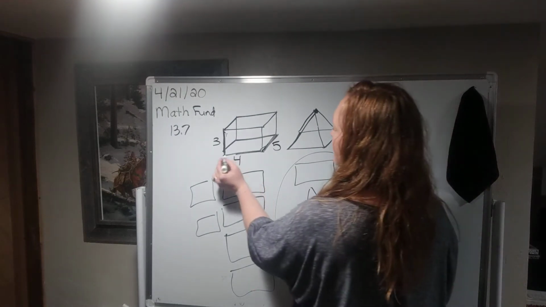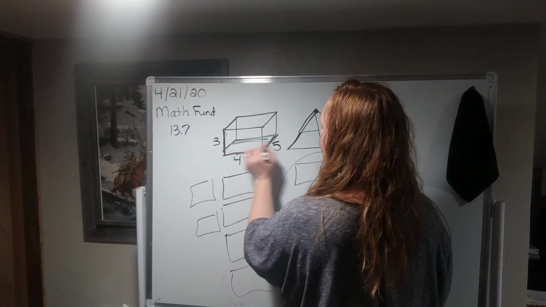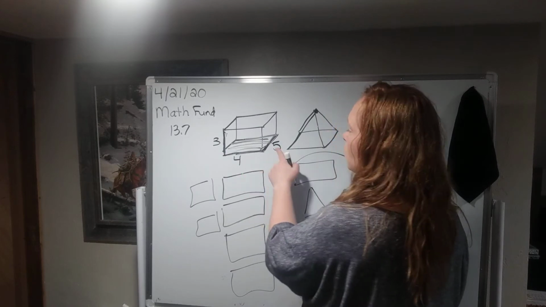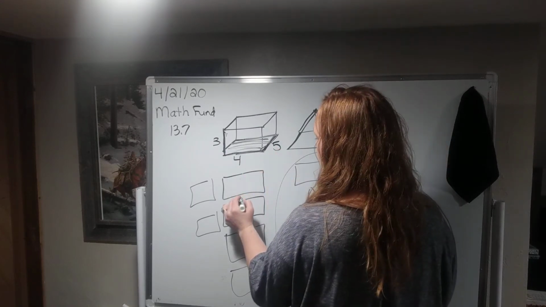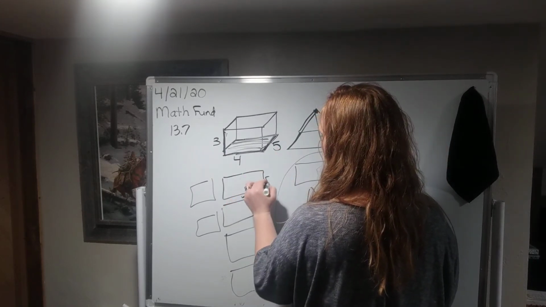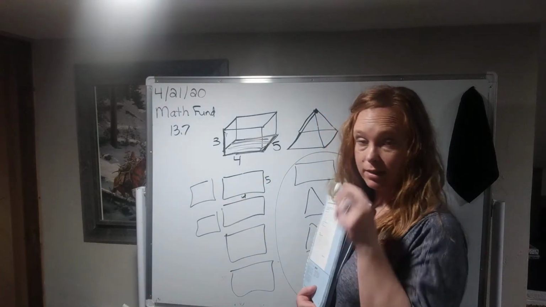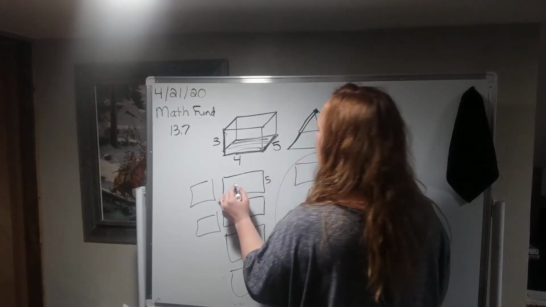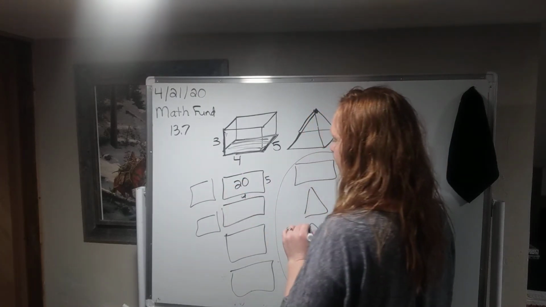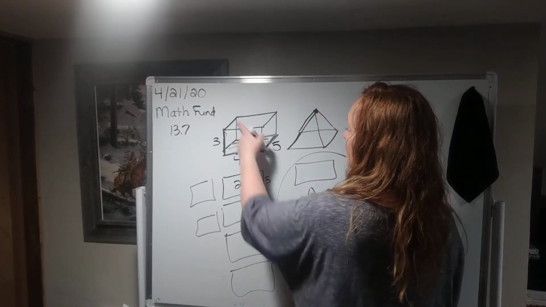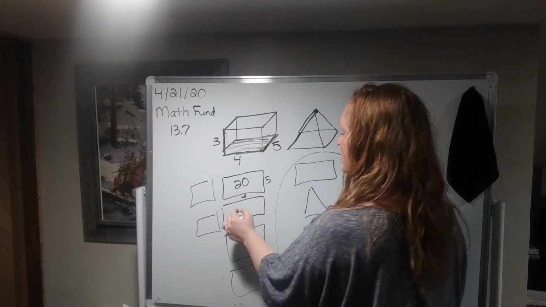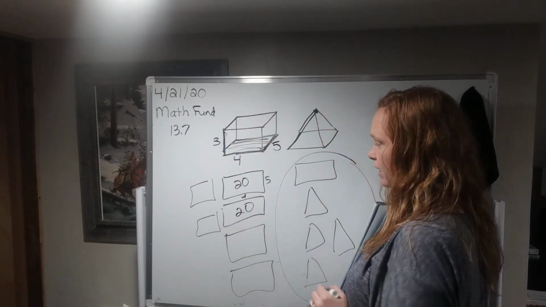So my first rectangle that's here on the bottom that I'm finding the area of is a 4 by 5. Okay, so 4 by 5. Well, what's 4 times 5? Because that's how we find it: the length times the width is the area. Okay, so that would equal 20. Okay, I got to do the same thing to the top. Since they're the same shape, I know it's going to be 20.